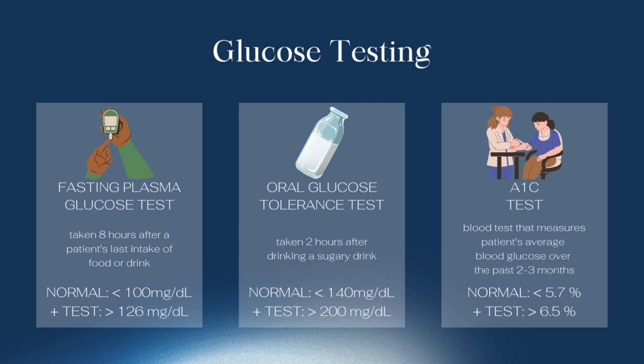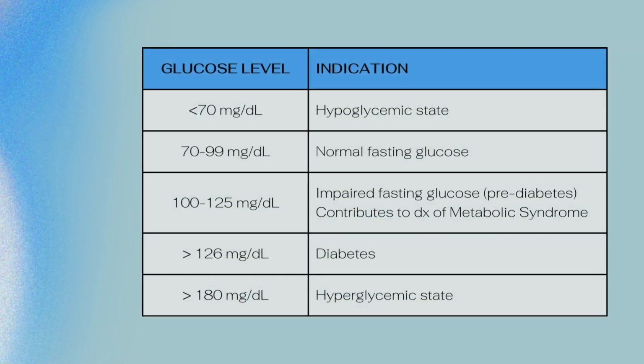And then lastly, the A1C test. It's a blood test that measures the patient's average blood glucose over the past 2 to 3 months. So this is a longer time span, and normal would be less than 5.7%, but a positive test would be greater than 6.5%. So these values are important to note so that you can determine on boards if the patient has diabetes or not. But specifically, we're typically going to be looking at the fasting plasma glucose test.